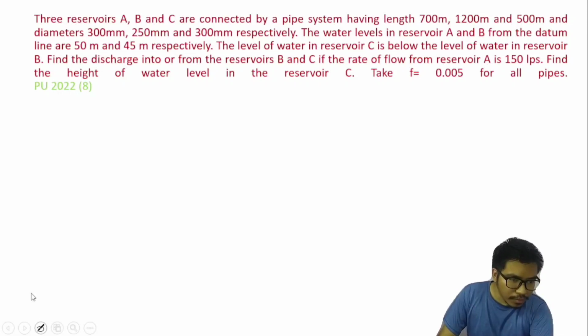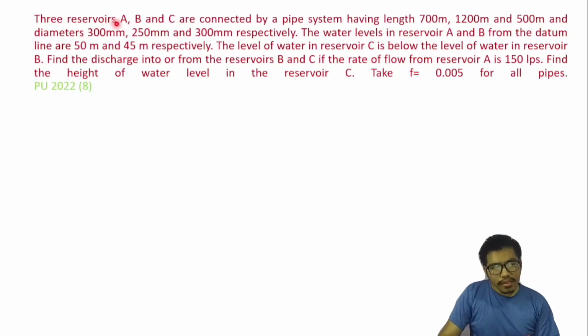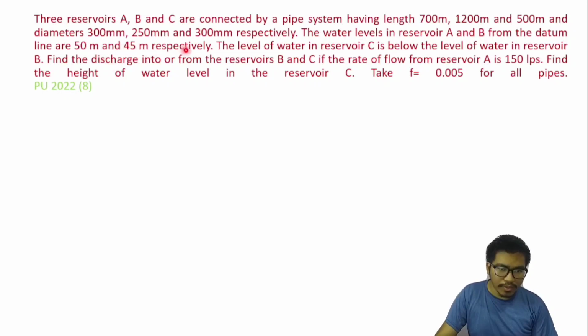Let me read the question for you. Three reservoirs A, B and C are connected by a pipe system having lengths 700 meter, 1200 meter and 500 meter and diameters 300 millimeter, 250 millimeter and 300 millimeter respectively. The water level in reservoir A and B from the datum line are 50 meter and 45 meter respectively. The level of water in reservoir C is below the level of water in reservoir B. Find the discharge into or from reservoir B and C if the rate of flow from reservoir A is 150 liter per second, and find the height of water level in reservoir C.